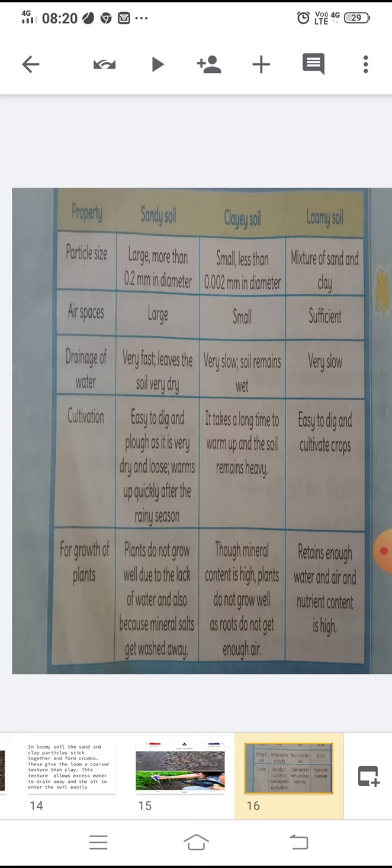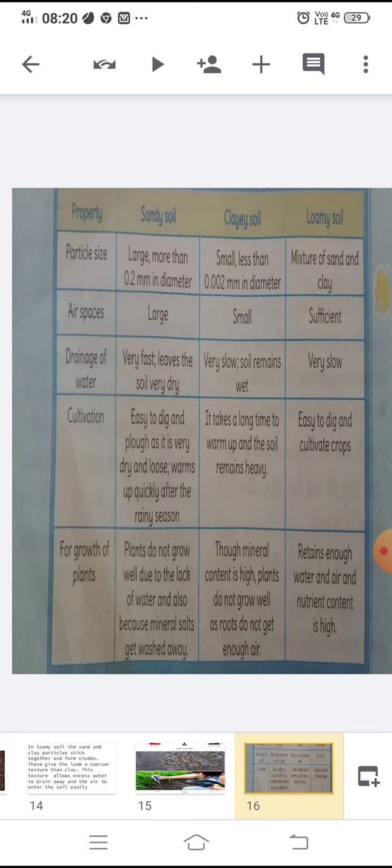Drainage of water. Sandy soil, very fast, leaves the soil very dry because sand is loose and water drains off very rapidly. Clay soil, very slow, soil remains wet. Already we have seen that picture. Loamy soil, very slow.